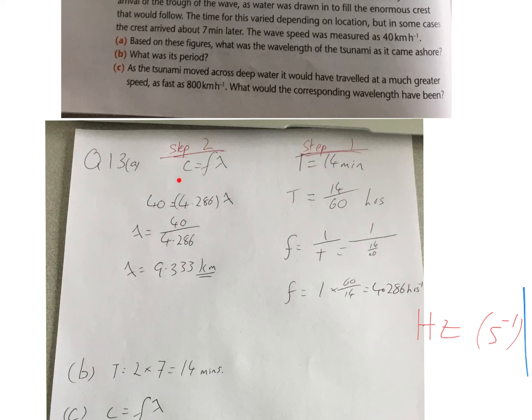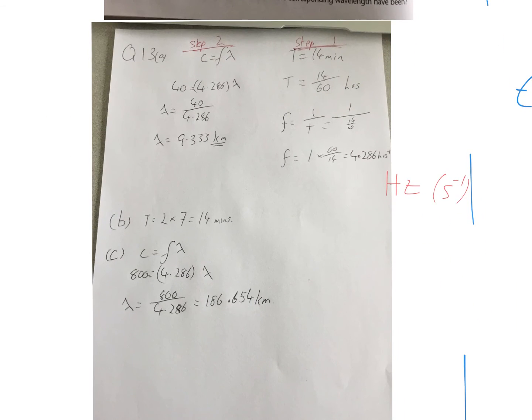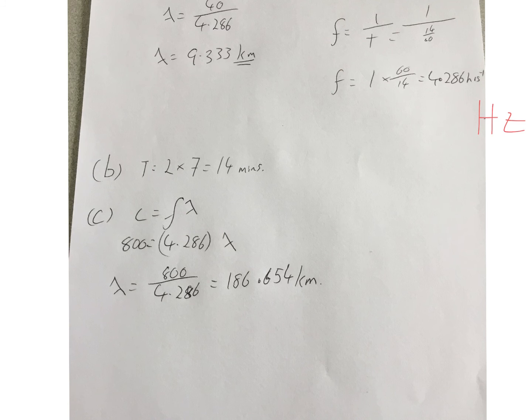Again, if you put in the wave speed in meters per second and the frequency in hertz, you'd still get the exact same answer, because you put in meters per second, your distance that you get out at the end is going to be meters. Put in meters and seconds, get out meters.